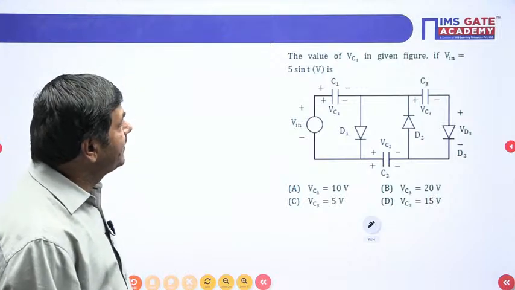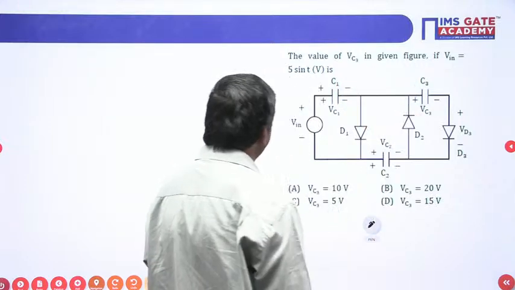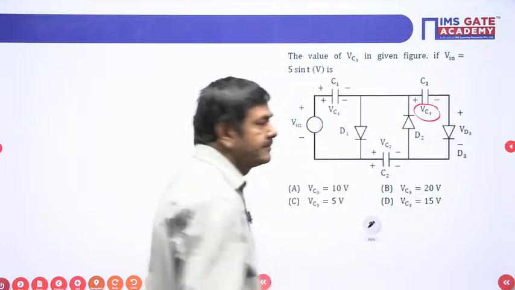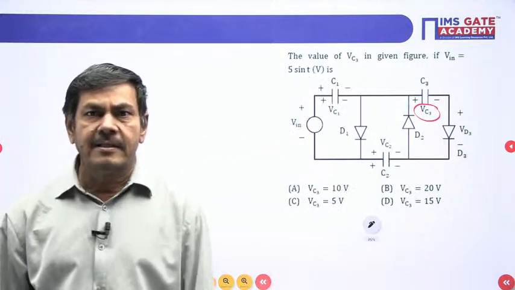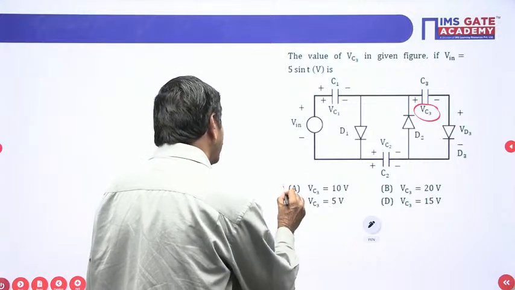The value of VC3, this is nothing but VC3 in the given figure, if Vin is 5 sin t volts. VC3 means this voltage is required. Yes, option A, sir. Yes, very good. Option A is the correct one, 100% correct.